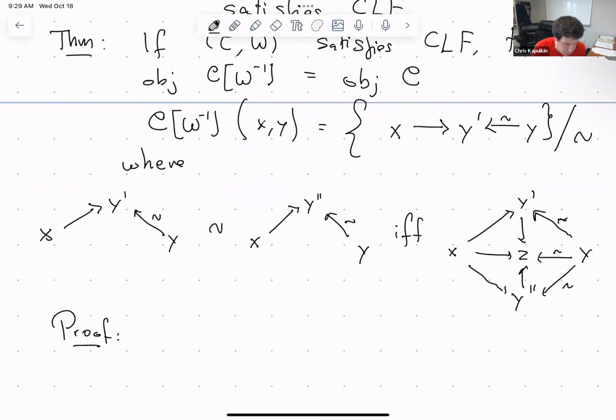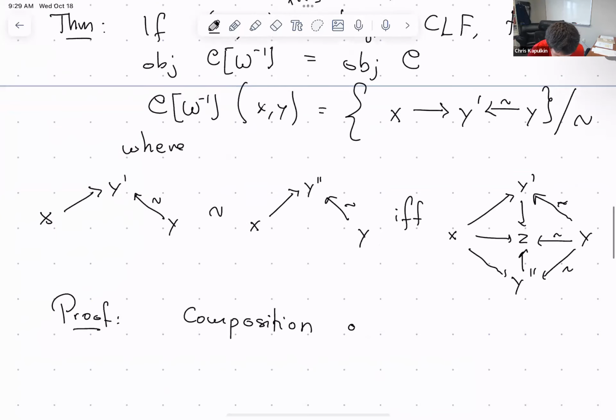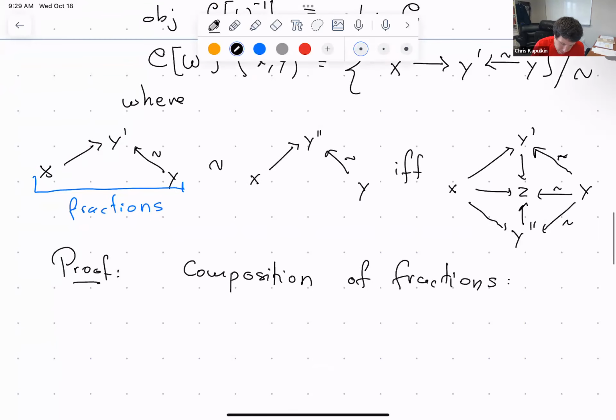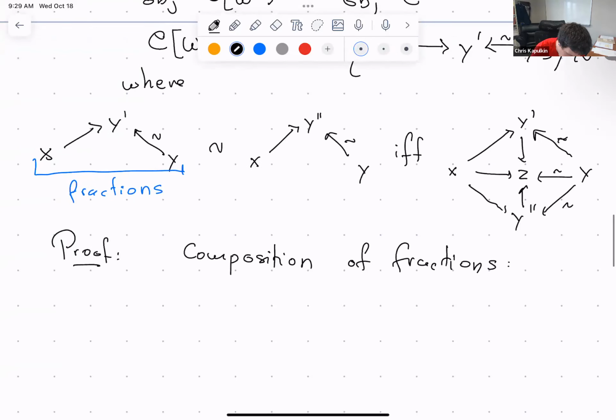And what's the proof? Well, all I'm going to tell you is how do you compose fractions? We usually call these little things here fractions. So how do you compose fractions? And I think once you understand this, you understand everything there is to understand about the theorem.